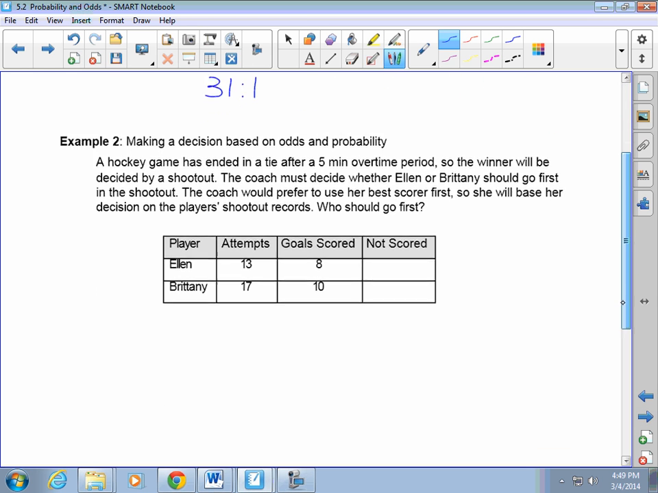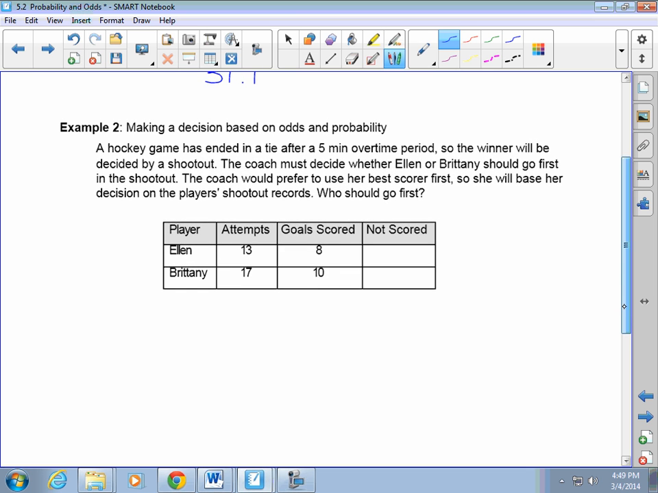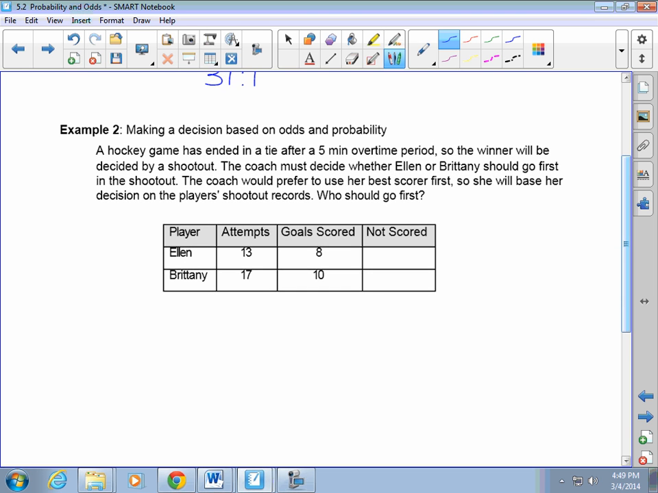So making decisions based on odds and probability. It says a hockey game has ended in a 5-minute overtime period, so the winner will be decided by a shootout. The coach must decide whether Ellen or Brittany should go first in the shootout. The coach would prefer to use her best scorer first, so she will base her decision on the players' shootout records. Who should go first?